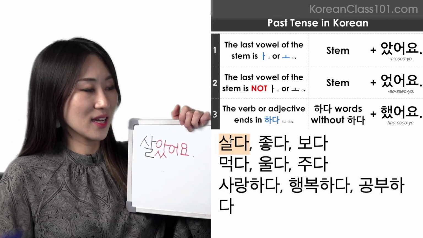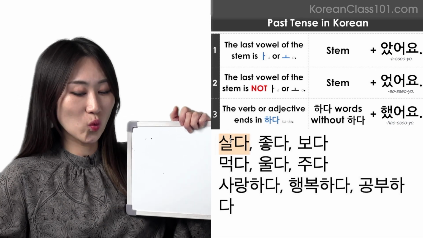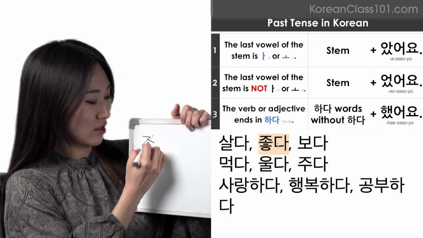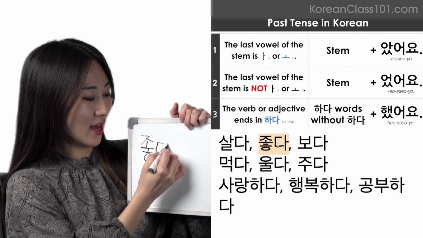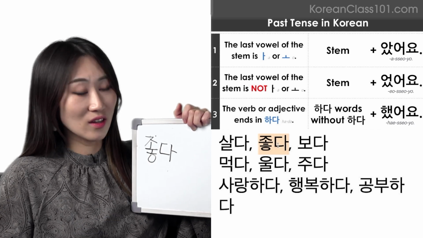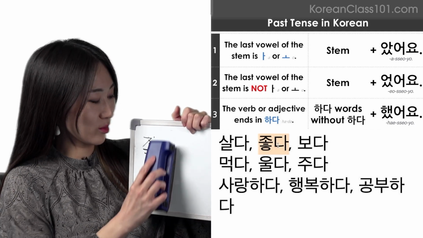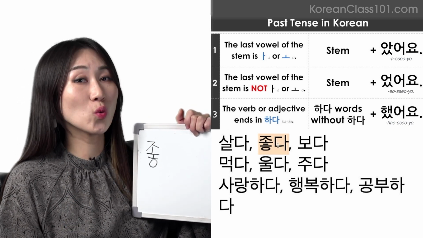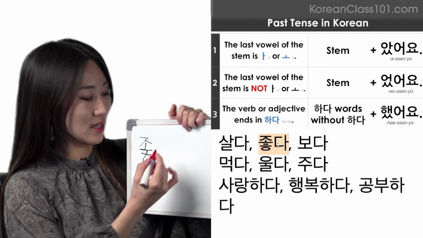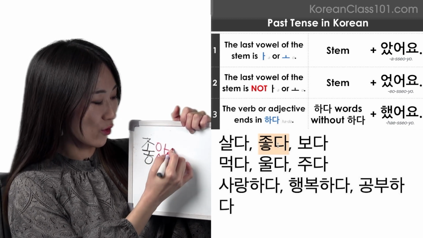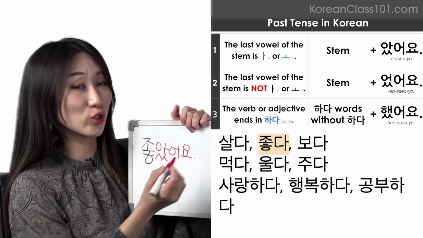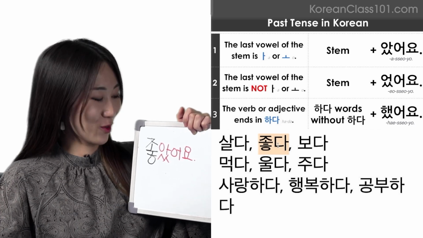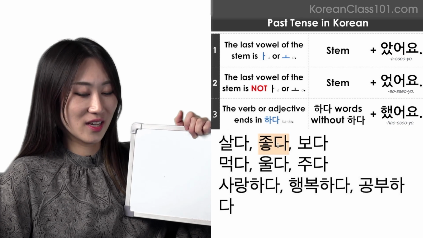Now let's look at the second word, which is 좋다. Again, I need to get the stem, so remove 다. And 좋 includes the 오 sound, right? So I'm using 았어요. 좋았어요. 좋았어요 means it was good. Maybe you lived in Korea and it was good. 좋았어요. Let's try another word.